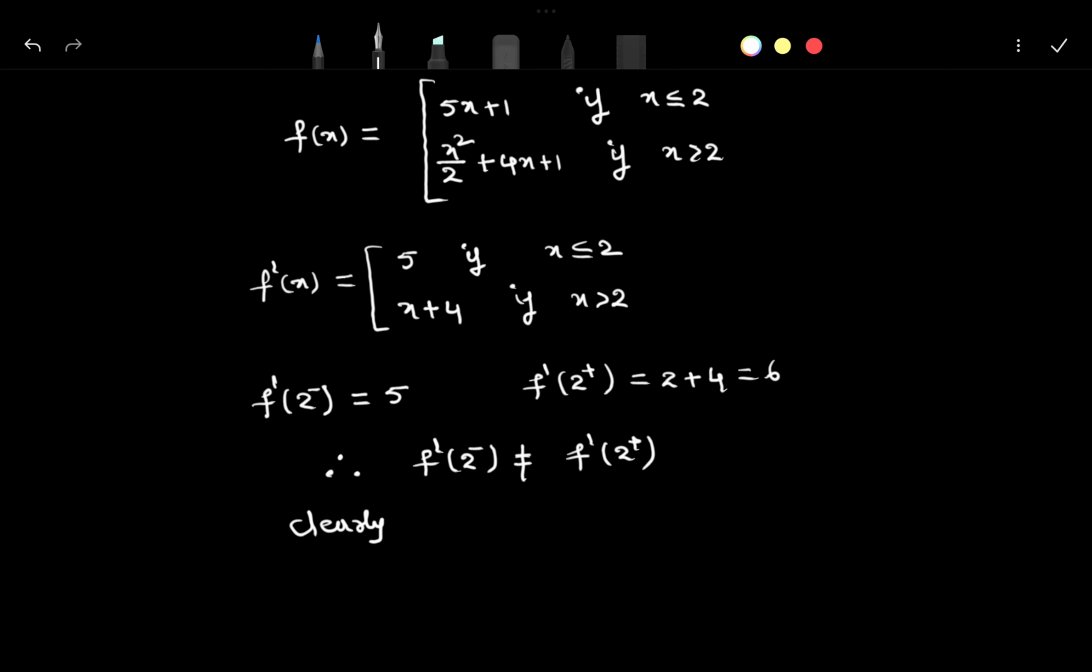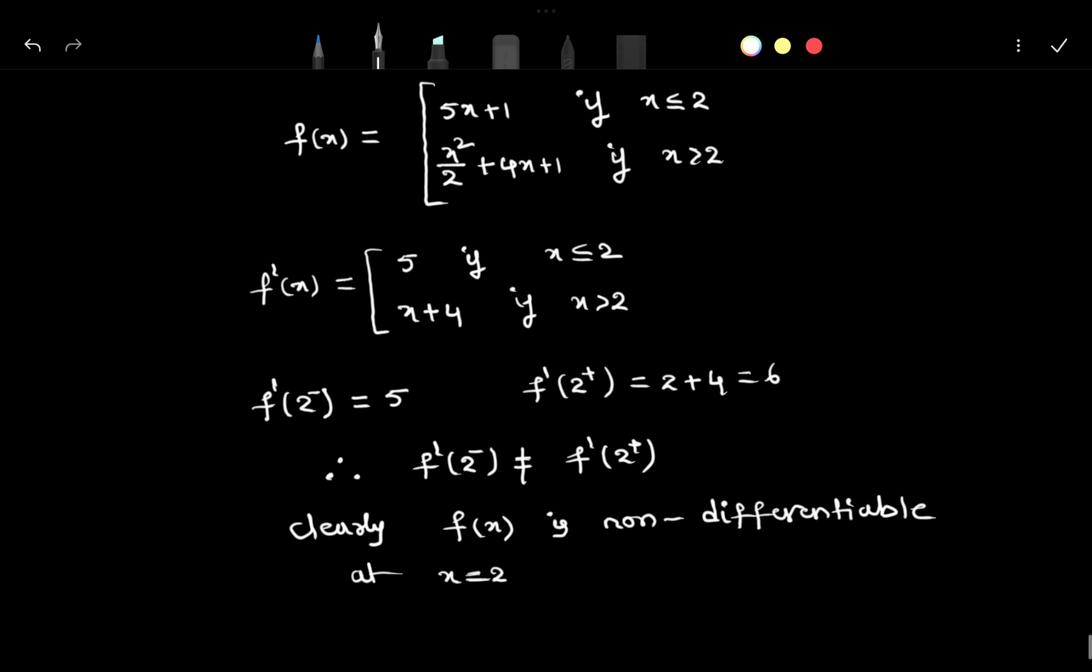So here the conclusion is clearly f of x is non-differentiable at x equals 2. So now, after this is the conclusion.